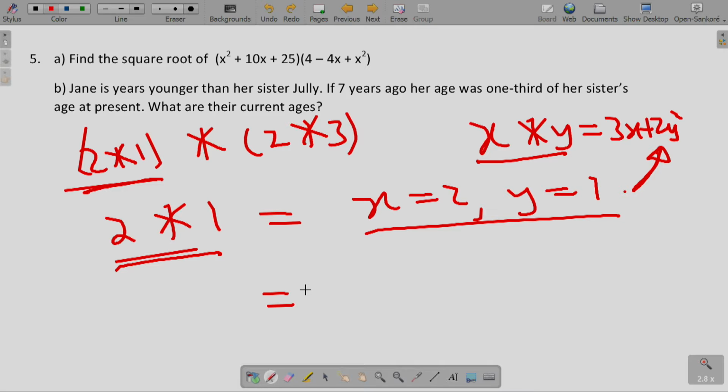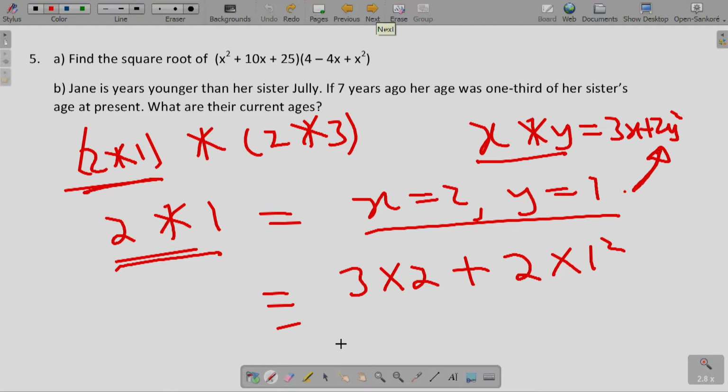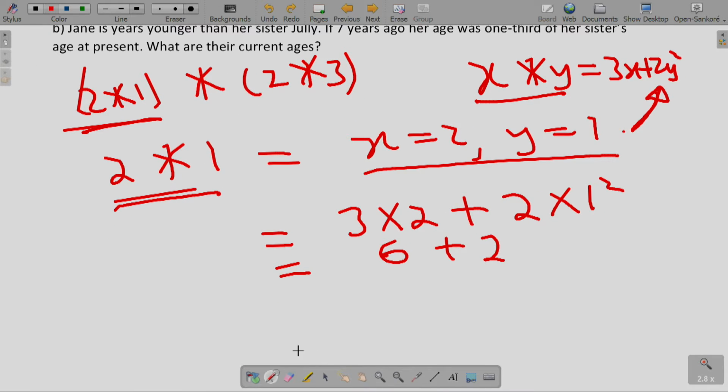So this is equal to 3 times 2 plus 2 times 1 square, and this is equal to 6 plus 2, and the final answer is 8. Now let's find the value of 2 star 3.